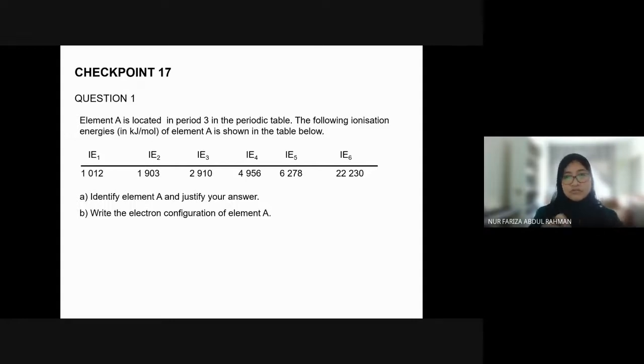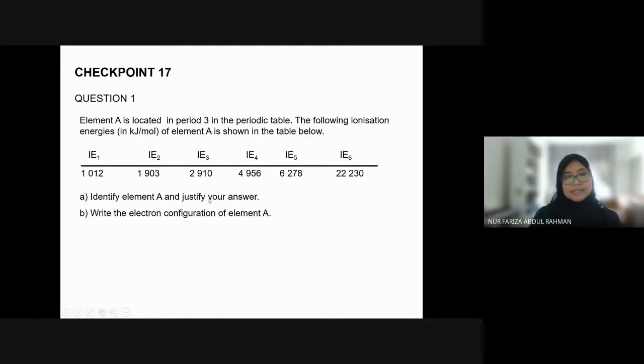Okay, so dia ada contoh soalan yang agak bagus dekat situ for you to try. Okay, so this is also the type of question that is normally asked in the exam. Successive, antara favorite question lah. Okay, so element A is located in period 3. Dia dah mention, okay, period 3 in the periodic table, the following ionization energy of A is shown in the table below.